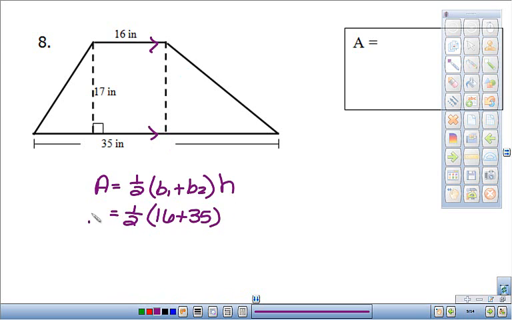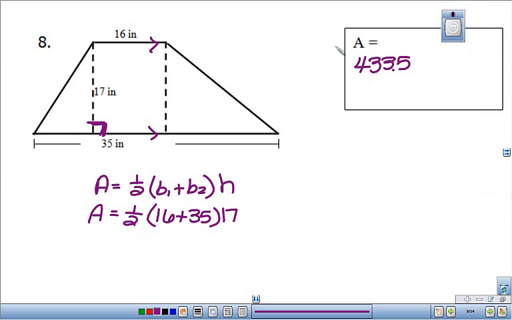If you're using a graphing calculator, a calculator where you can input this all at once, you need to be sure to input the parentheses. Otherwise, you'll have to do this step by step. The height is where the base meets at a 90-degree angle, so 17. So you would have to do 16 plus 35, and then multiply that by 17 and then by half, or you could divide by 2. And that gives you 433.5. Our units are inches, so this is inches squared.